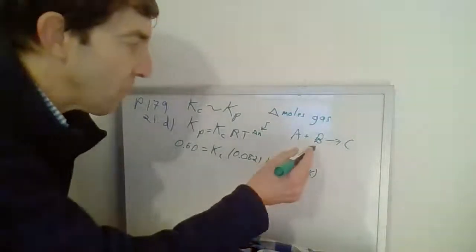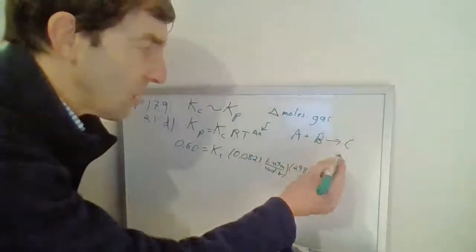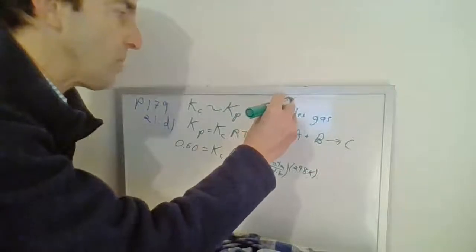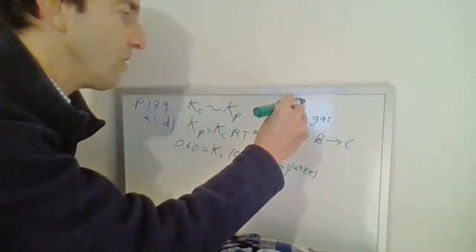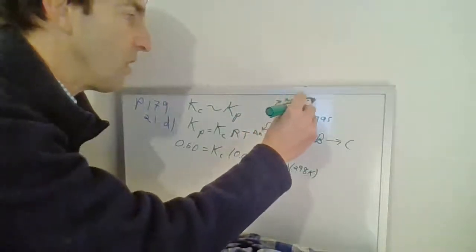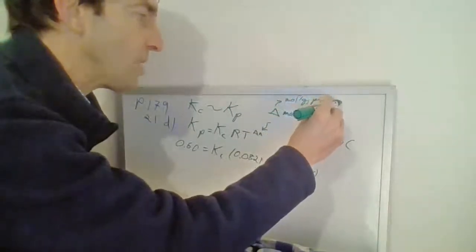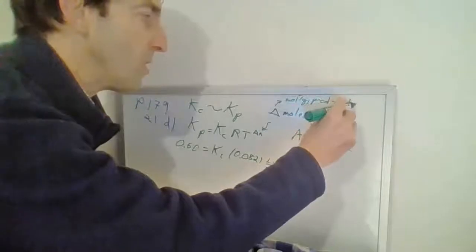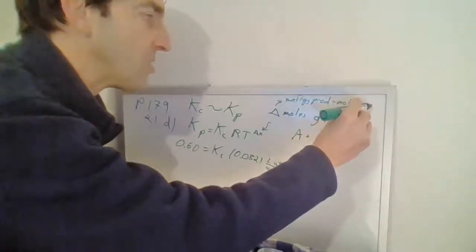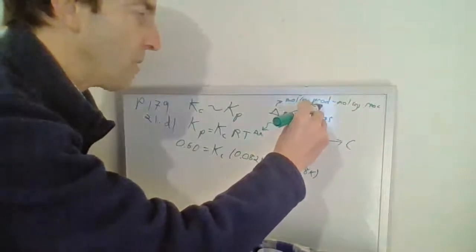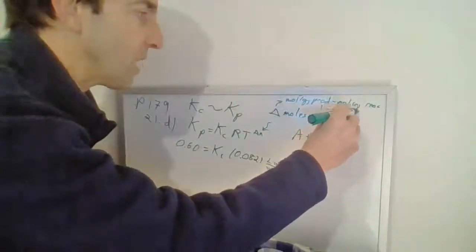Why? Because it's going from, it's the gas. Here, let's write this out. Okay, so it's the moles of gas of the products minus the moles of gas of the reactants. Makes sense, doesn't it? Don't we always do products minus reactants? So it's 1 minus 2, so -1.